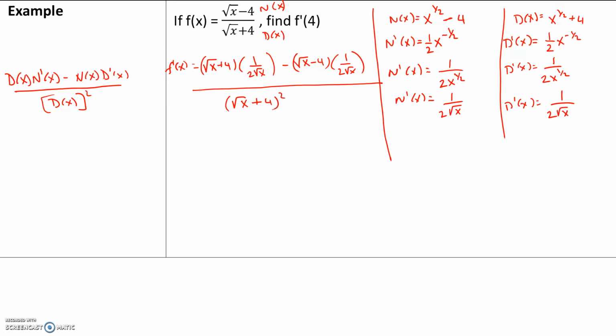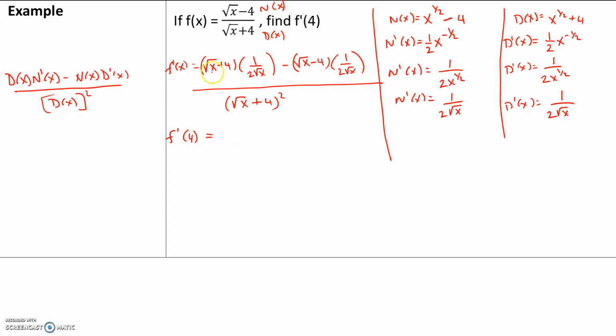Now, before we do a lot of simplifying, let's think about what we're actually looking for. We're actually just looking for f prime of 4. So before I start distributing and all that kind of stuff, let's make things a little bit shorter, because we don't need to simplify in this case since we're only looking for f prime of 4. So once we find the derivative, let's just plug in 4.